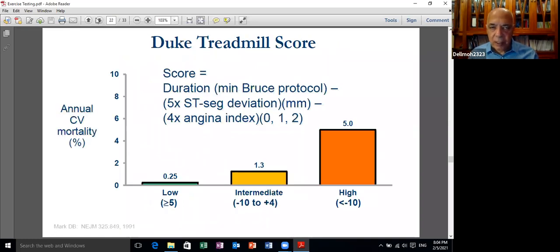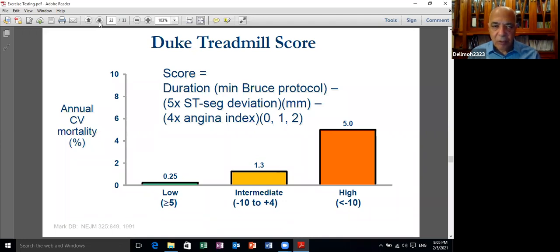Now, this is the Duke treadmill score, which I think should be included in every report about the exercise stress test. First of all, it's applicable only to patients below the age of 75, and has not been tested in patients above that age. The second important point, it should not be done by any exercise modality except the regular Bruce protocol. Most of the cath labs in this country are using the modified Bruce protocol. You cannot calculate the Duke treadmill score from the modified Bruce protocol. It should be a regular Bruce protocol.